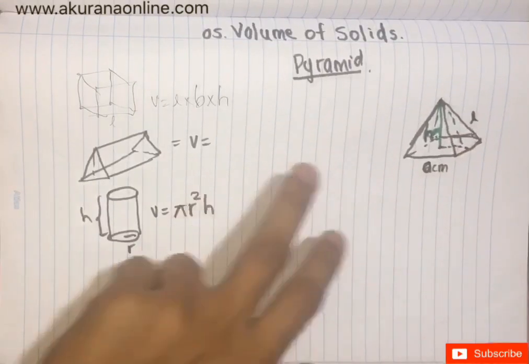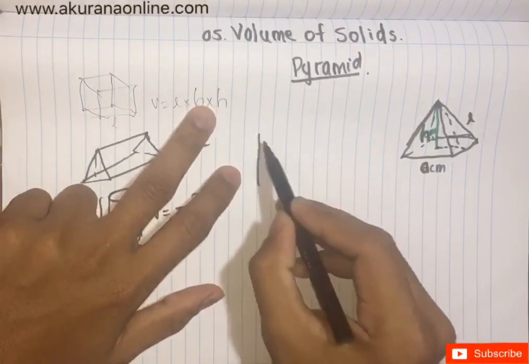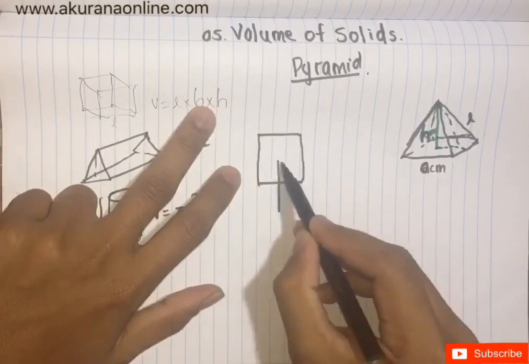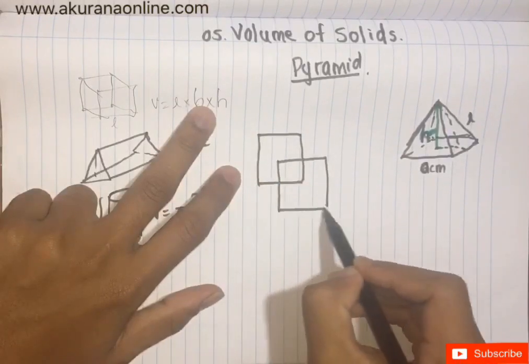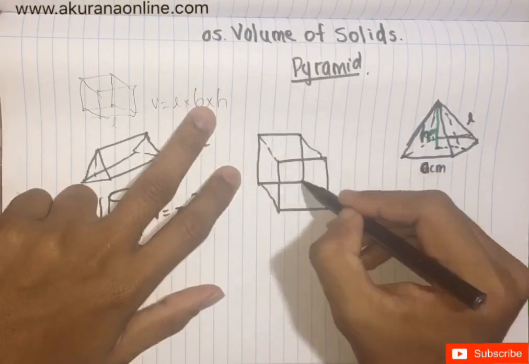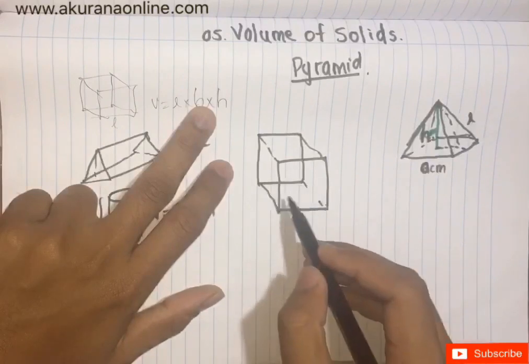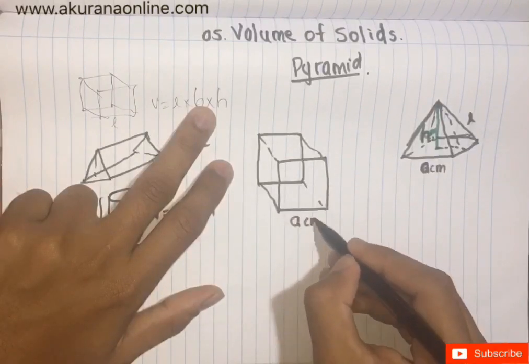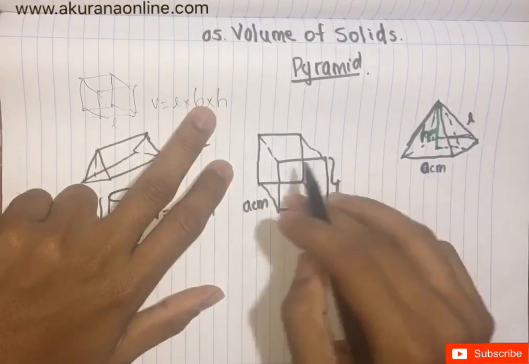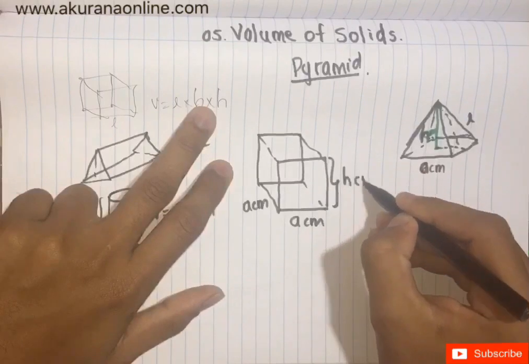Also think of a cuboid, a cuboid like this. Here the length and breadth are both the same, equal to a centimeters. This side is also equal to a centimeters, and the height is equal to the height of the pyramid, h centimeters.